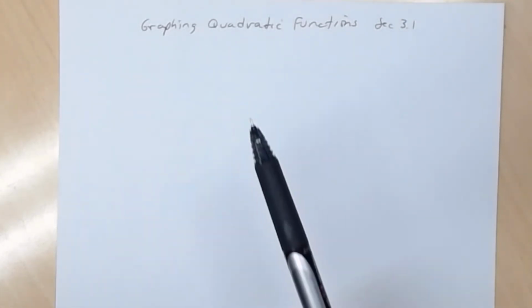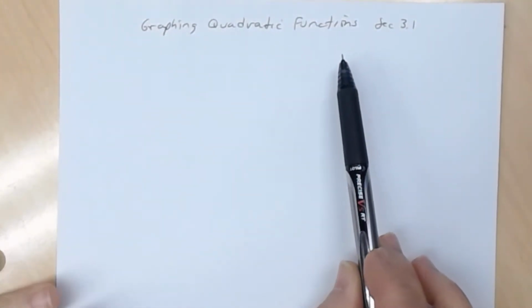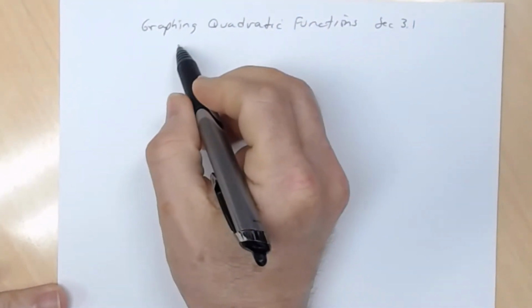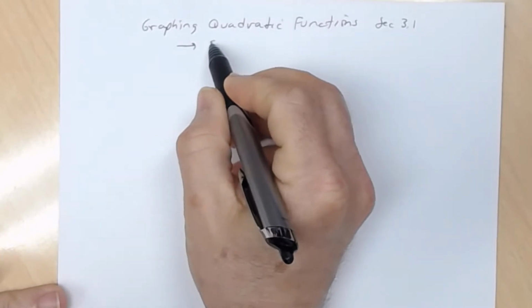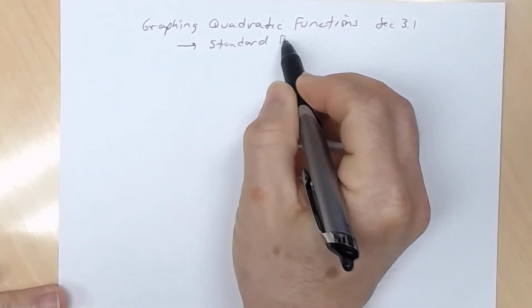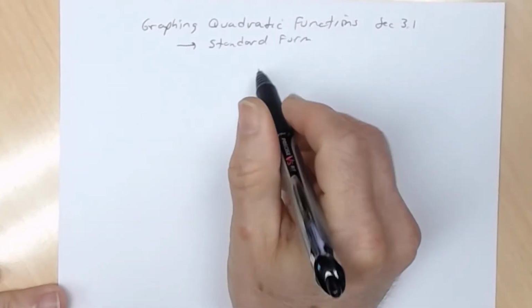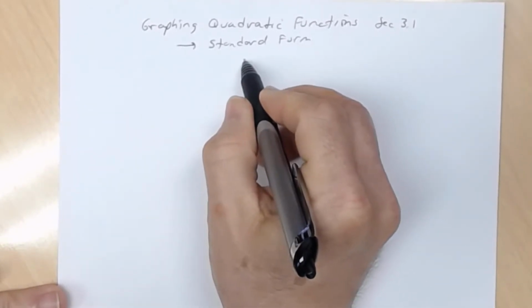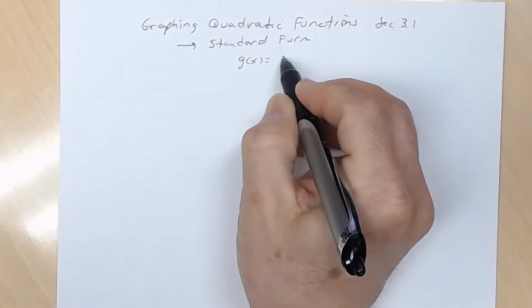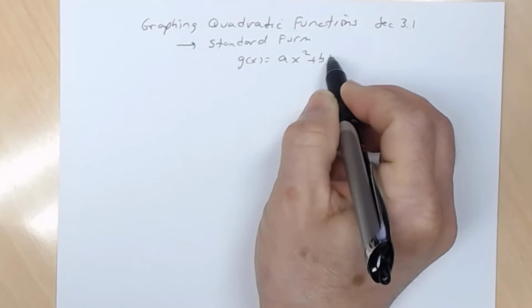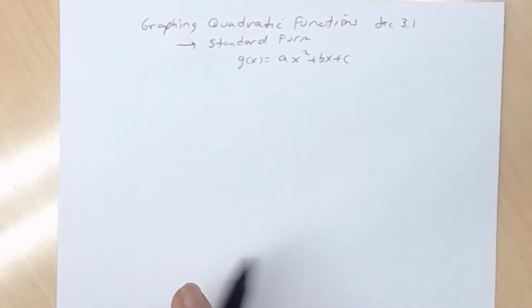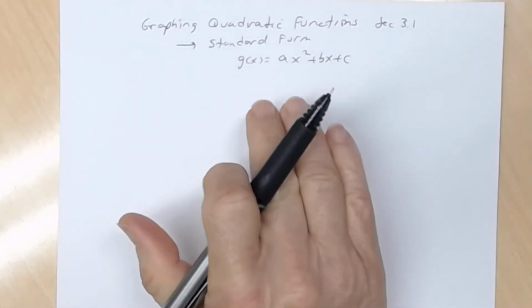Okay, so in this lesson, we're going to graph quadratic functions, and the quadratic functions that we're going to graph in this lesson will be functions that are in standard form. Not vertex form, but standard form. And remember, standard form looks like this: g of x or f of x, whatever the function notation may be, and it'll be ax squared plus bx plus c. All right, so that's standard form. So we're going to graph quadratic functions of that form.